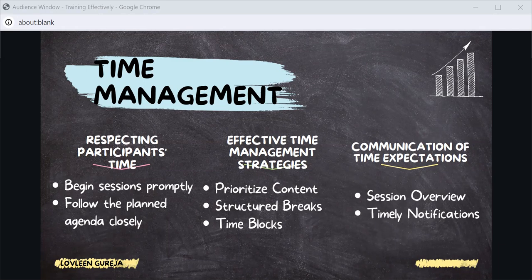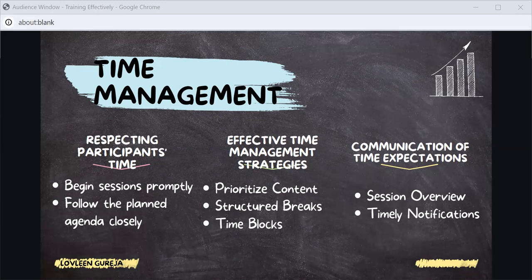So whenever you start the session, in the beginning, when you have a session overview, provide the participants with a clear overview of the agenda, the time allocation for each segment. This will set the expectation right. It helps the participants to mentally prepare for the session structure. If you've just started the session and it's a 5-hour session, and the participant thought it was just a 1 or 2 hour session, they're not mentally prepared for it. So when we schedule it and we tell them the session overview, that this is the duration, they start mentally doing it. Simultaneously, timely notifications.